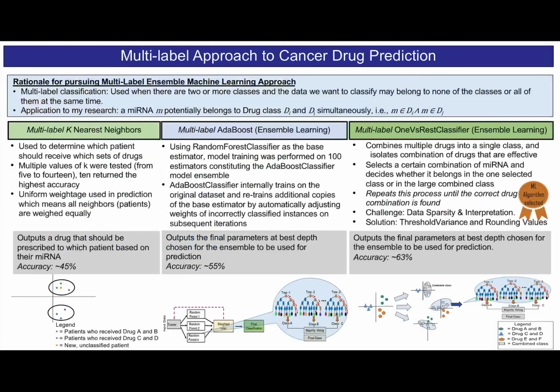Once the key microRNAs were validated, I built a machine learning classifier, which predicts the best drug combination to give to a cancer patient based on their microRNA alterations, with extra weight given to alterations in the driver microRNAs. I built models using the K-nearest-neighbors algorithm, the AdaBoost classifier, and the one-versus-rest classifier. And the one-versus-rest classifier was shown to have the highest prediction accuracy of the 3 at 63%.